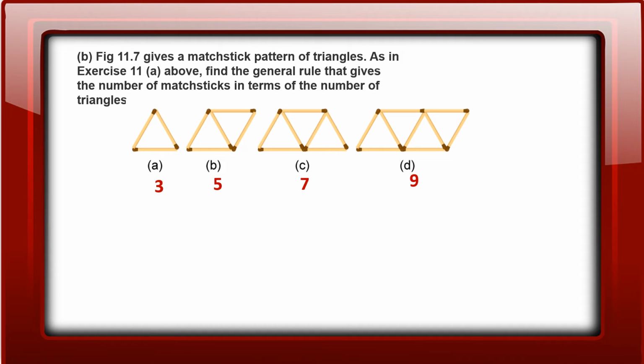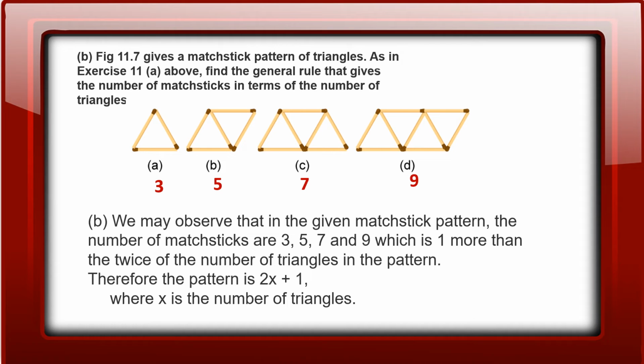So multiples of 2, isn't it? So how will you write? 2x plus 1, where x is the number of triangles. So for one triangle, 2 into 1, we need 3 mastics. If you want 3 triangles, 2 into 3, 6, 6 plus 1, 7 mastics are needed. So if you want to arrange 10 triangles, how many mastics are needed? 2 into 10, 20. 20 plus 1, 21. So 21 mastics are needed to make 10 triangles like this.